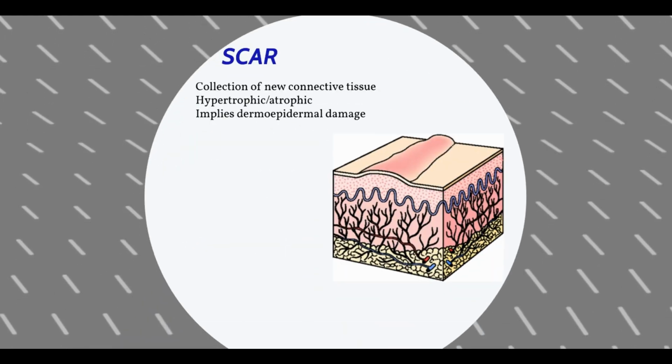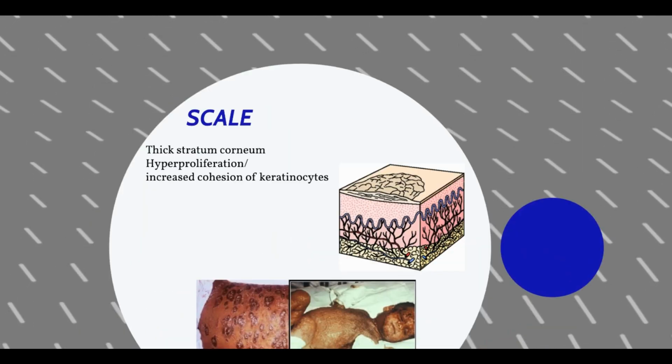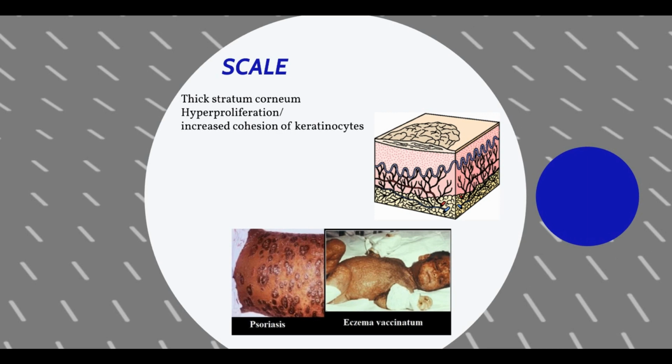Scars. So scars are secondary to the healing process of a previous lesion or previous trauma. So you have a collection of hypertrophic connective tissue that is growing on top of each other. So it implies previous dermoepidermal damage. So keep that in mind as you're doing your assessment. And again, these are going to be predominant in large areas, such as if somebody were to have cardiothoracic surgery or abdominal surgery.